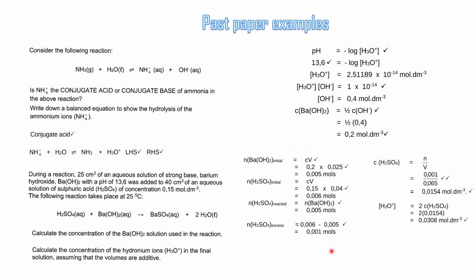This is the tricky part. You first need to work out your concentration, which you use the excess. And you add the volumes. This is where everybody mixes it up. You add the 40 and the 25 to get the 65.